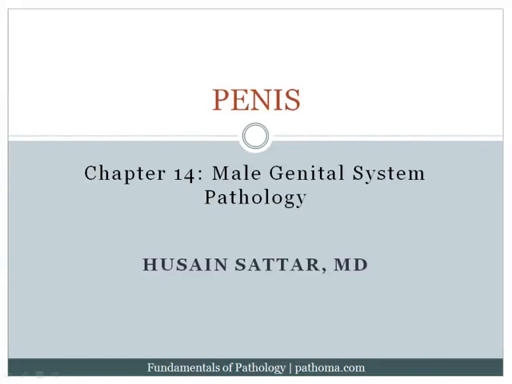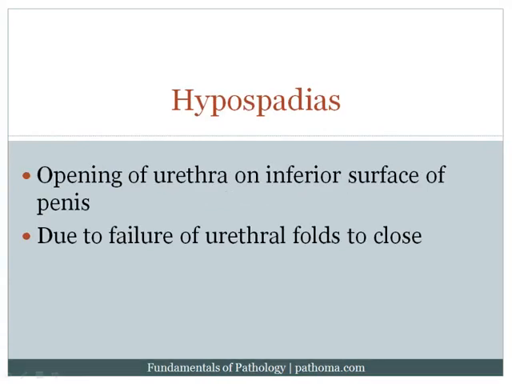Okay, male genital system pathology. So we're going to start with the penis. The very first disorder is called hypospadias, and this is when the urethra opens on the inferior surface of the penis. The name tells you a lot about this disorder.